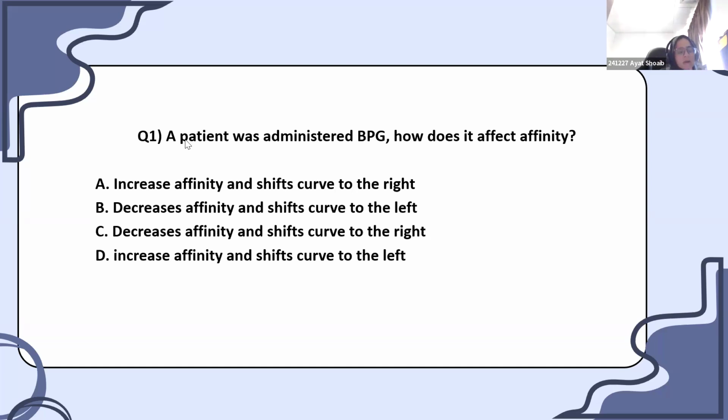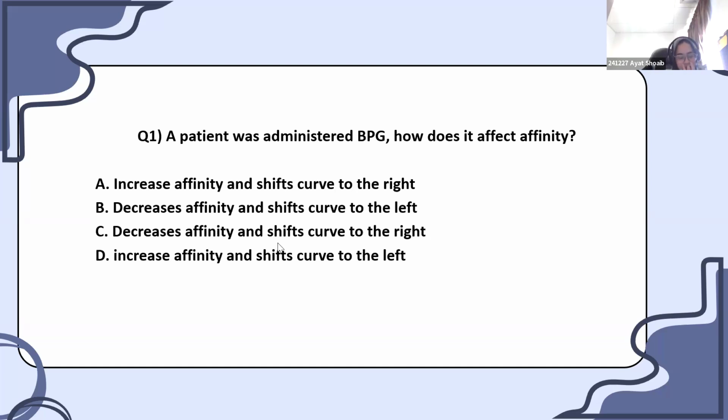So a patient was administered BPG. How does it affect affinity? Okay, by the way, this question was in our exam. I literally just took it from there. So, what does it do? Does it increase affinity and shift it to the right? Does it decrease affinity and shift the curve to the left? Does it decrease affinity and shift to the right? Does it increase affinity and shift to the left?